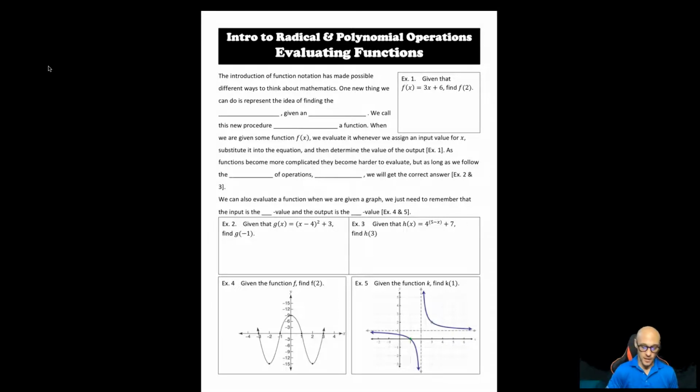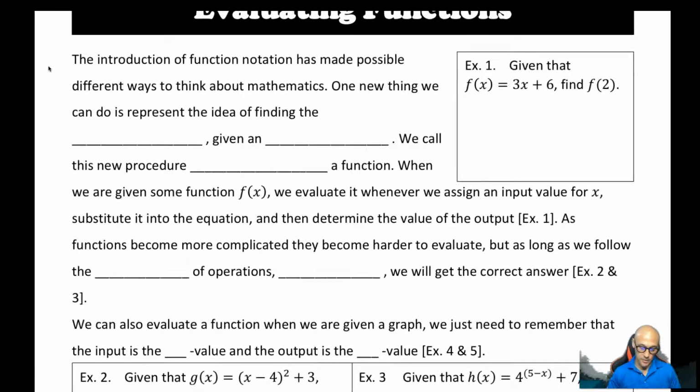Evaluating functions. The introduction of function notation has made possible different ways to think about mathematics. One new thing we can do is represent the idea of finding the output, given an input. We call this new procedure evaluating a function. And we could do this before, it just looks different now and we have more information.